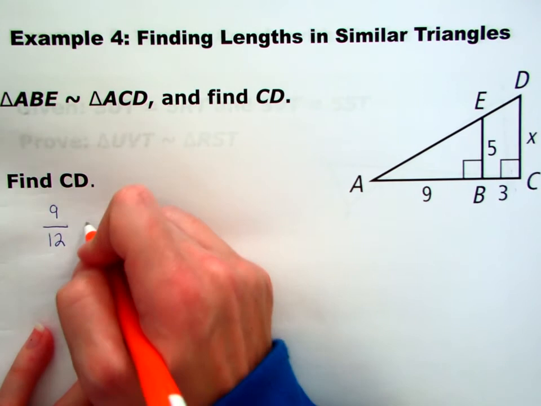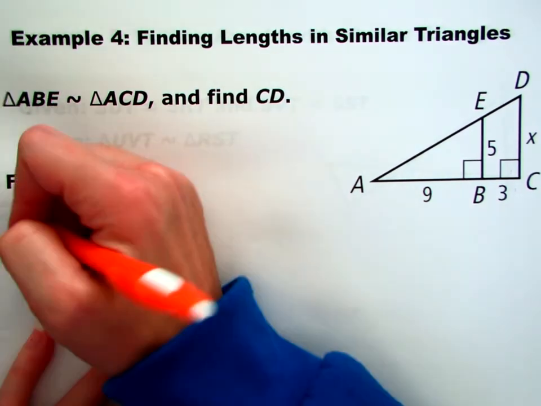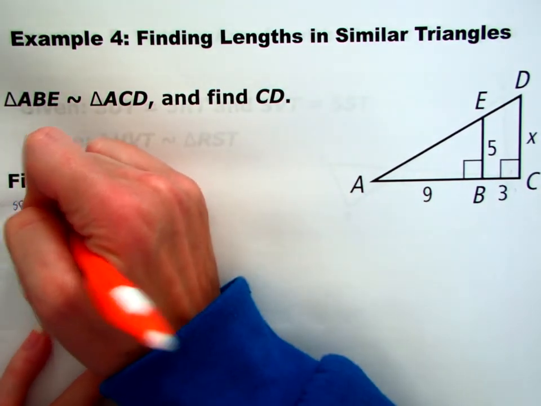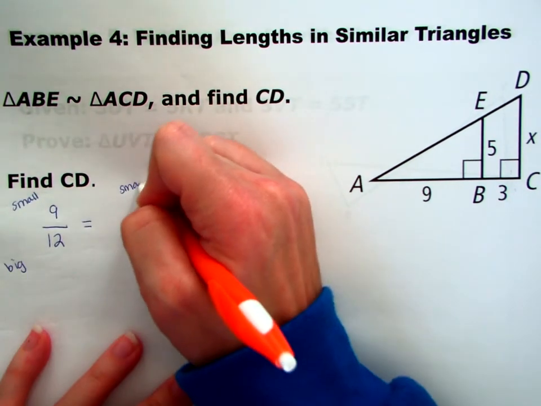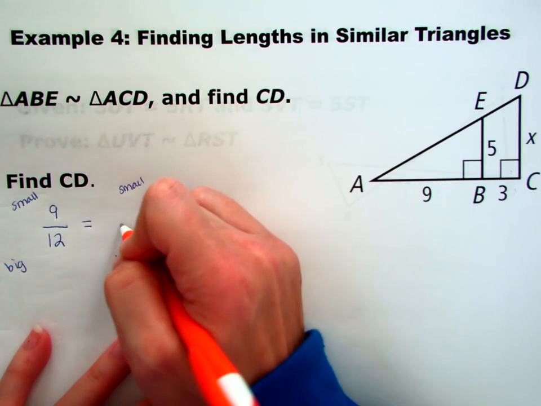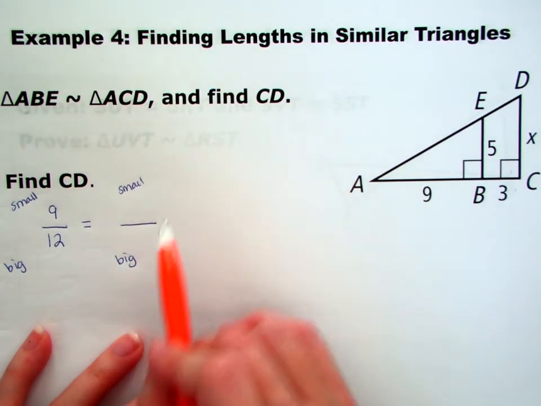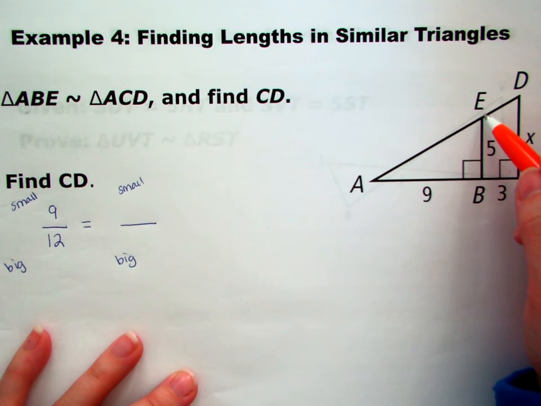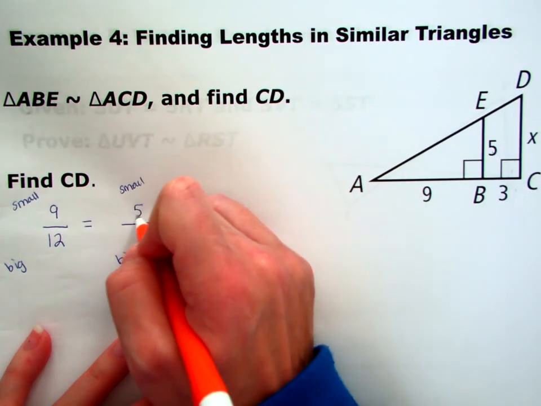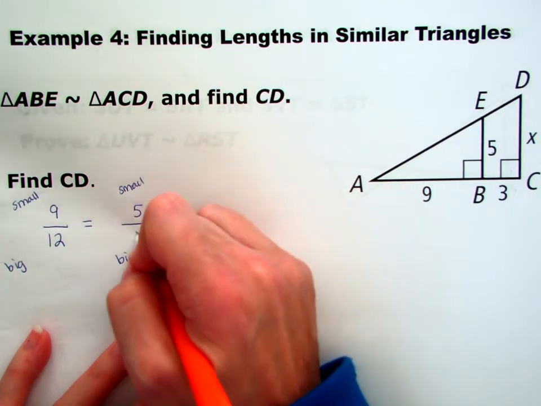Alright? And this goes back to saying, hey, let's just label these things. Small to big is equal to small to big. So you want to make sure that the next number we put on top is going to be from the small triangle. And look, we're trying to find CD, which is this side. So the side it corresponds to on the smaller triangle is this side. So here's my smaller, it's 5. So with the small side, we put a 5. Over my bigger triangle, here's going to be the x.